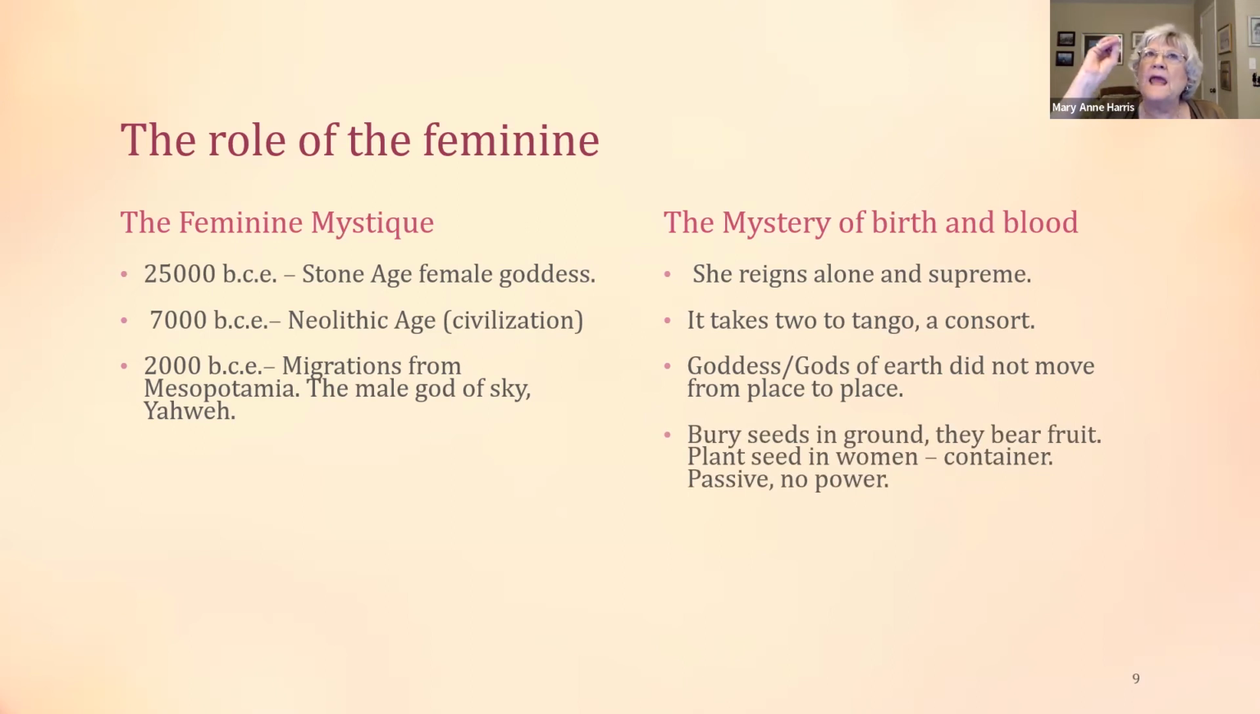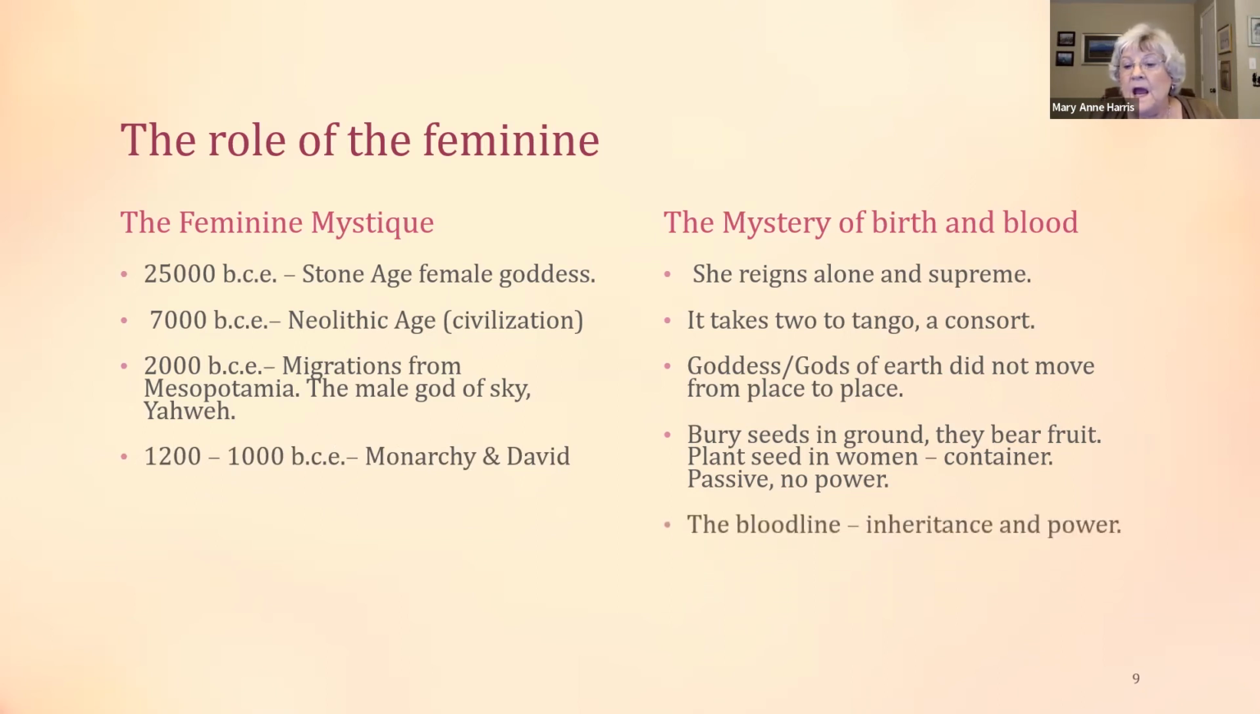Slowly but surely, as we began more and more cultivation, we buried seeds in the ground and they bore fruit. Therefore, we plant a seed in the woman, and she now becomes a container. So you see, over the course of thousands of years, with the development of the human brain and the ability to logically think through a process, women now become passive and have no power. They are simply a container for the seed. Then we see the time of monarchy, David and Saul, David and Solomon. And it becomes important for inheritance and the bloodline. Remember, inheritance and land and power passed from father to son to son.